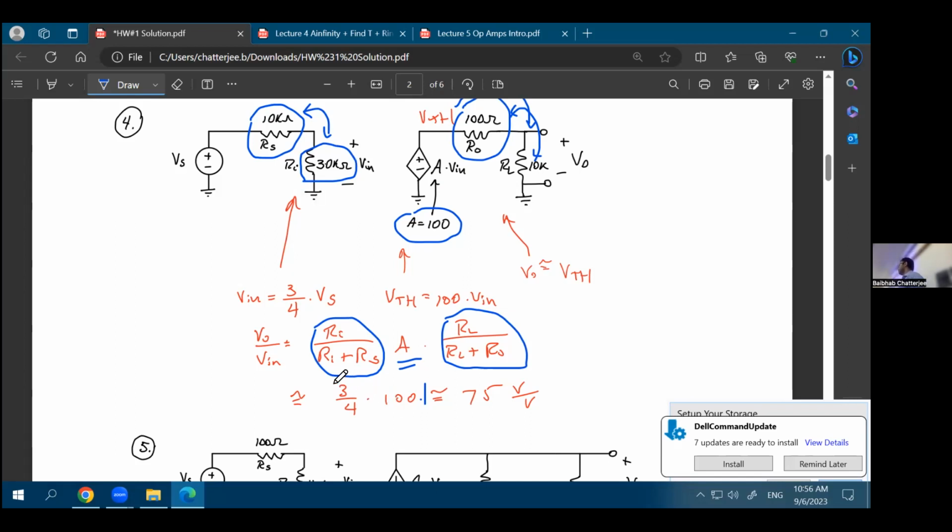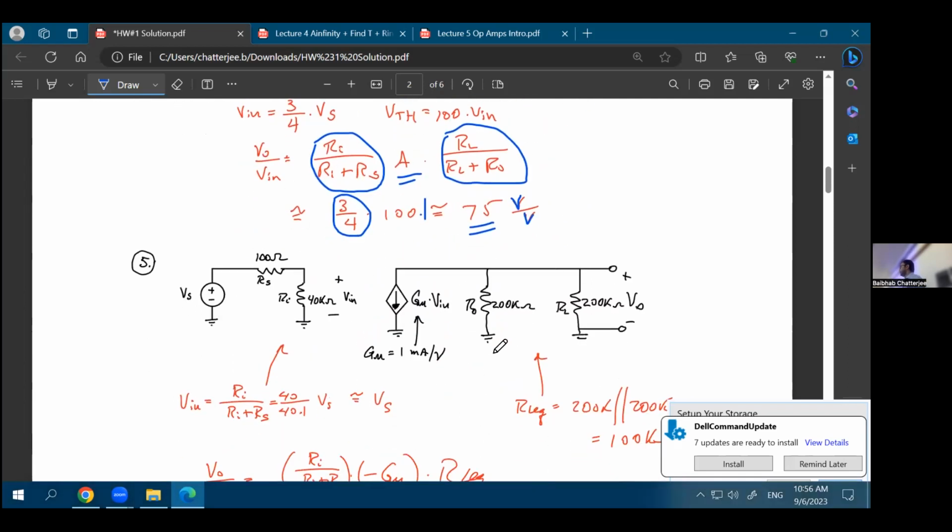So you'll see that this factor is 3/4, and then multiplied with 100, that gives you almost 75 volts per volt, because your output is a voltage, input is a voltage. So that's the amplification factor you're getting, and it's a voltage over voltage amplification. Your output is a voltage, input is a voltage.